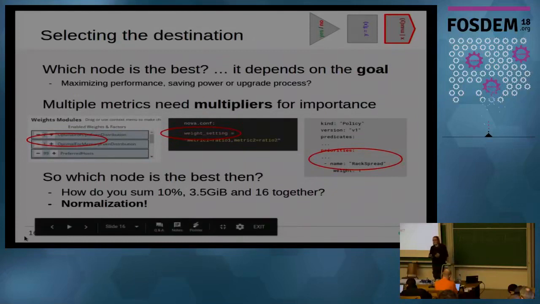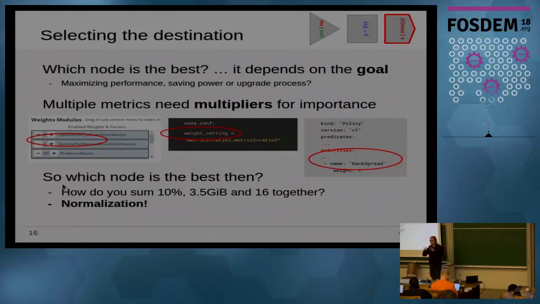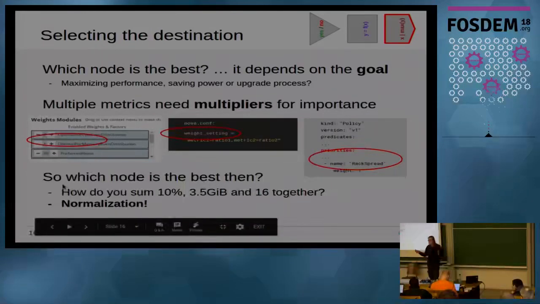But still, you get some numbers, and now you have to actually select the best one. So you have a score of 10 for CPU, 2 for memory, or 2 gigabytes for memory. But how do you sum up 10% of CPU load plus 40 gigabytes of free RAM and a boolean for label? Well, you need some normalization to get them so they are comparable.